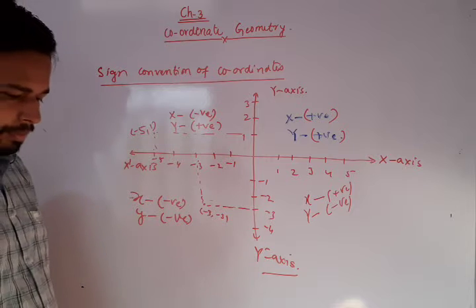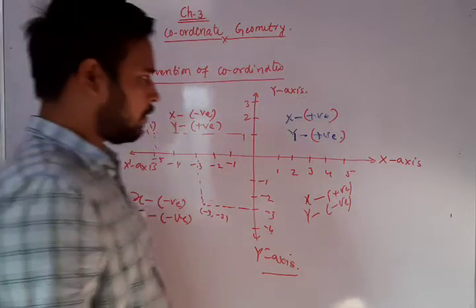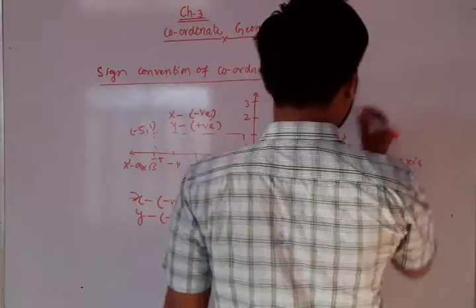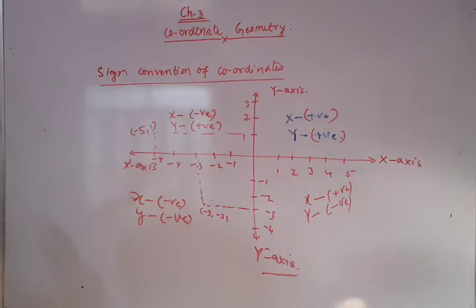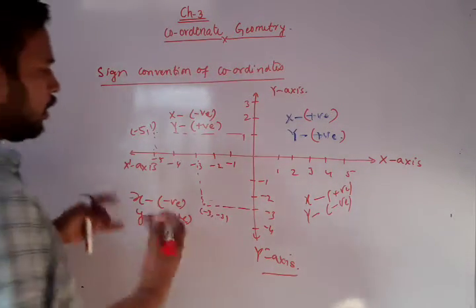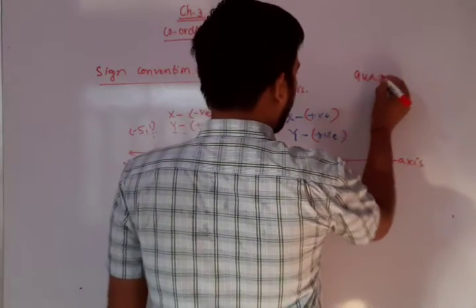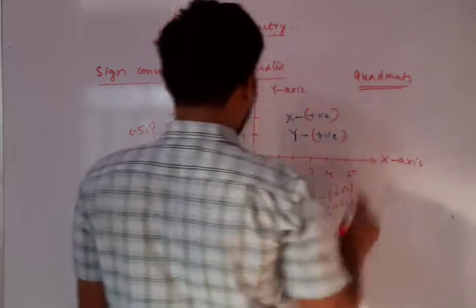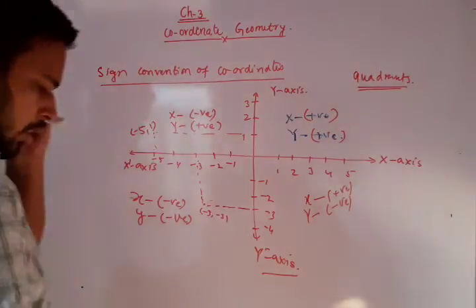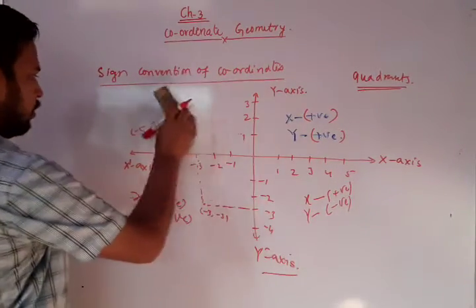Now we will see quadrants. What are the quadrants? We have seen the sign convention of the Cartesian plane and of coordinates. Now we will see quadrants. Suppose I am erasing this data, the sign convention.